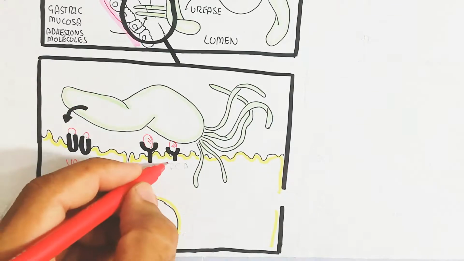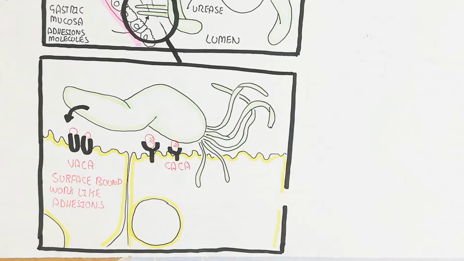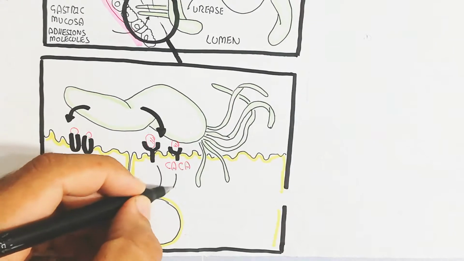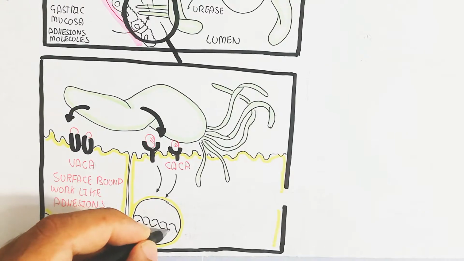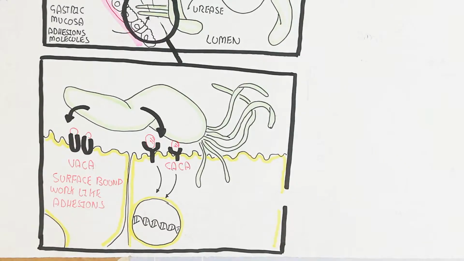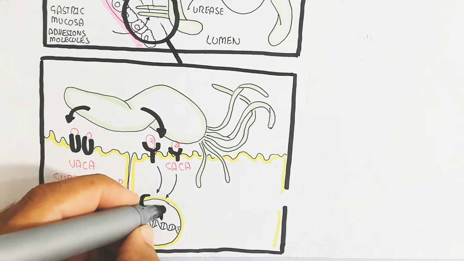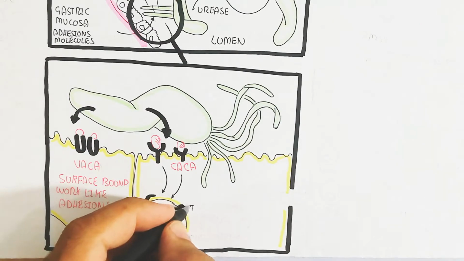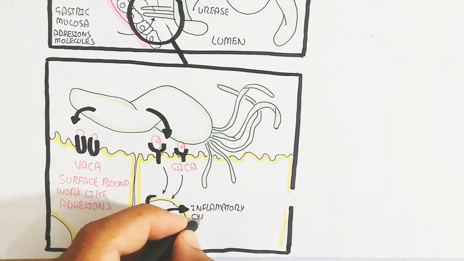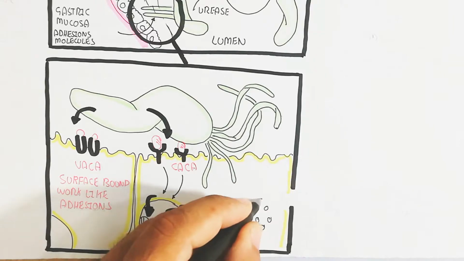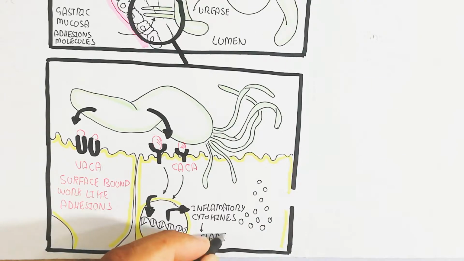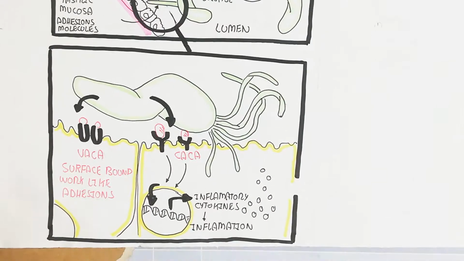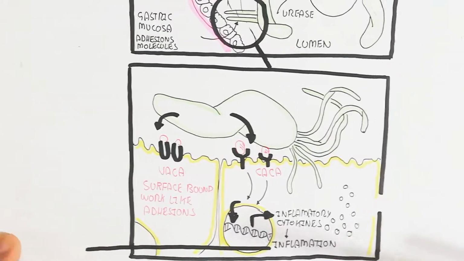So here let's zoom in to understand. This is the VacA and CagA. These are the molecules produced by the bacteria that bind with the receptor on the surface, working like adhesin. This is the adhesin protein, and it leads to a cascade of phosphorylation, which triggers the DNA of the epithelium to produce cytokines and inflammatory mediators, and leads to inflammation.